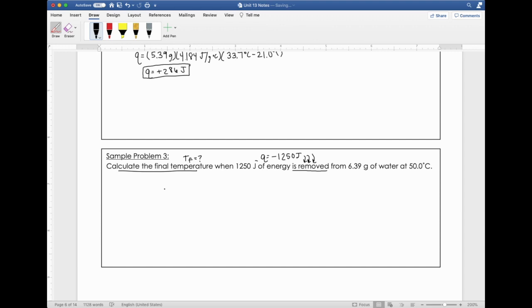So let's use Q equals MC delta T again, but in this example, I do know Q. So Q is negative 1,250 joules. That's equal to 6.39. Still working with water. You will have some other examples where you're not working with water, but I just decided to keep it consistent in the notes. We're trying to find the final temperature if I'm starting at 50. So if I'm removing this much energy, my final temperature should be lower than 50. And if we calculate that, we should in fact see that.